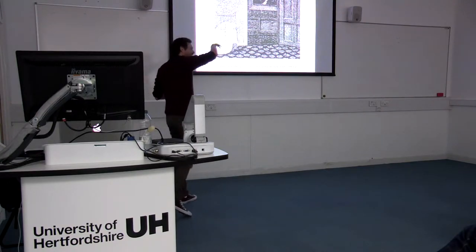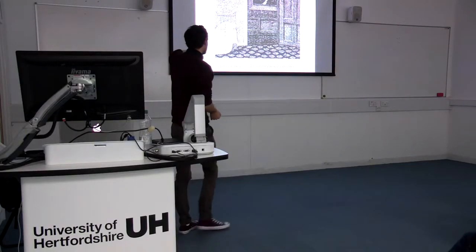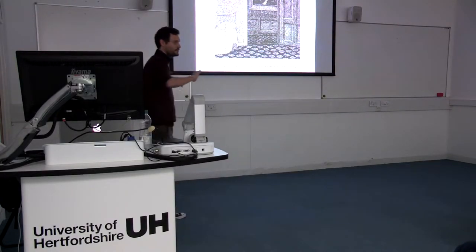We go to the painting on the wall in the corridor where there's this ethereal figure walking from left to right, and we're left wondering, what's that painting? What's going on? So the text is telling us, oh yes, this is all about Augustus waking up, and poor chap, he can't find his stuffed frisbee. But the image is saying, oh, forget about Augustus. Let's go out of this room. Let's look at this weird painting on the wall. And I think that's kind of exciting.